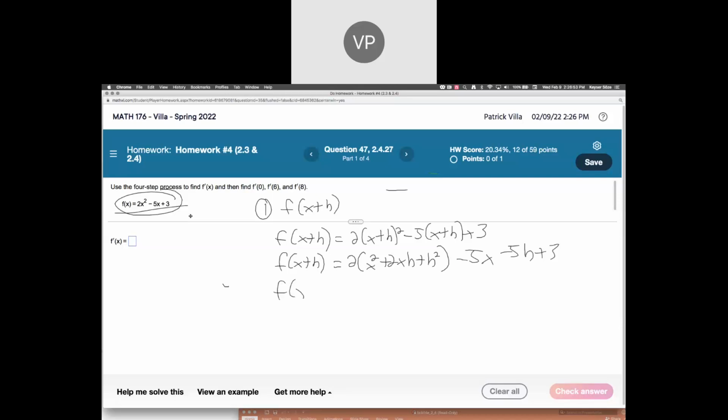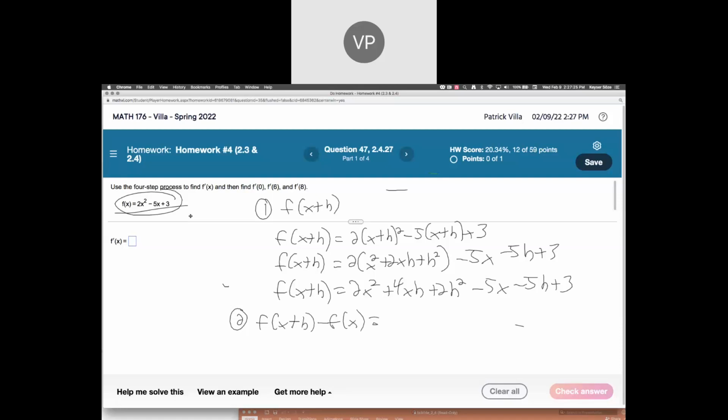And then I'm just going to keep cleaning this up as best as I can. 2x squared plus 4xh plus 2h squared. Notice I distributed the 2. That's what I'm doing right there. Then all of this stays the same. And if you can, simplify, but usually you cannot at this point, and that's just 6 terms. Okay? So the second piece is we're going to find f of x plus h minus f of x.